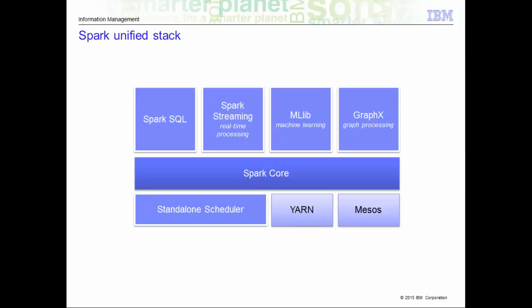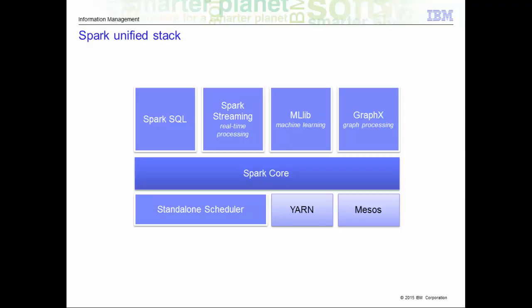Spark SQL is designed to work with Spark via SQL and HiveQL, a Hive variant of SQL. Spark SQL allows developers to intermix SQL with Spark's programming language, supported by Python, Scala, and Java.